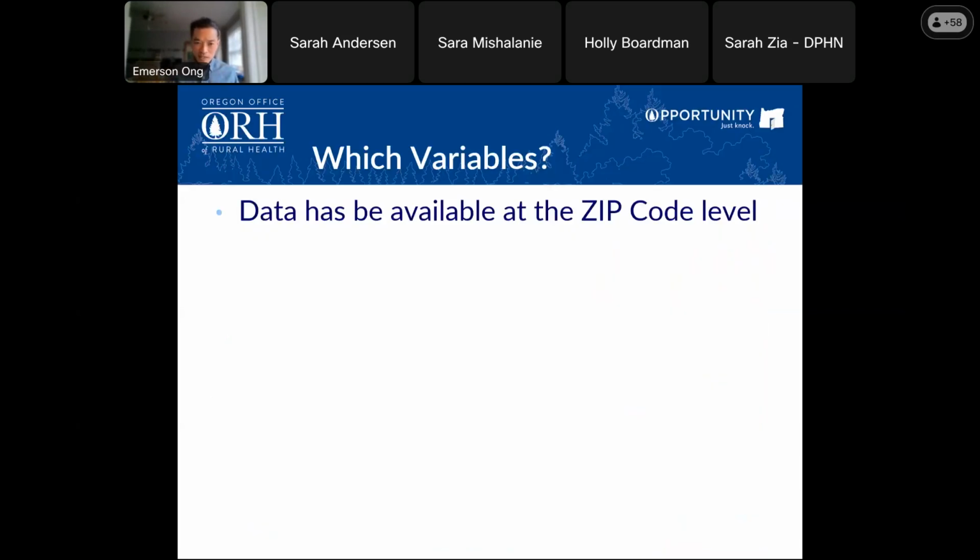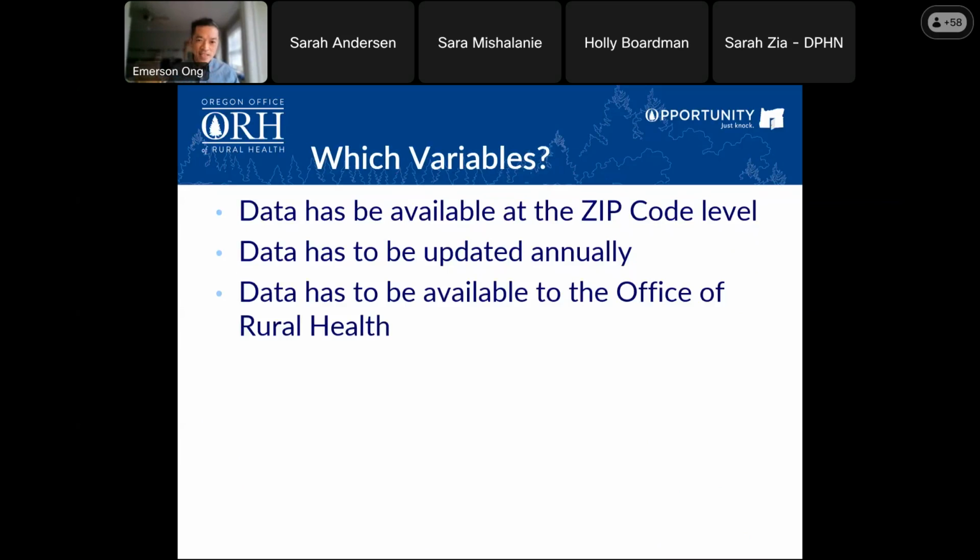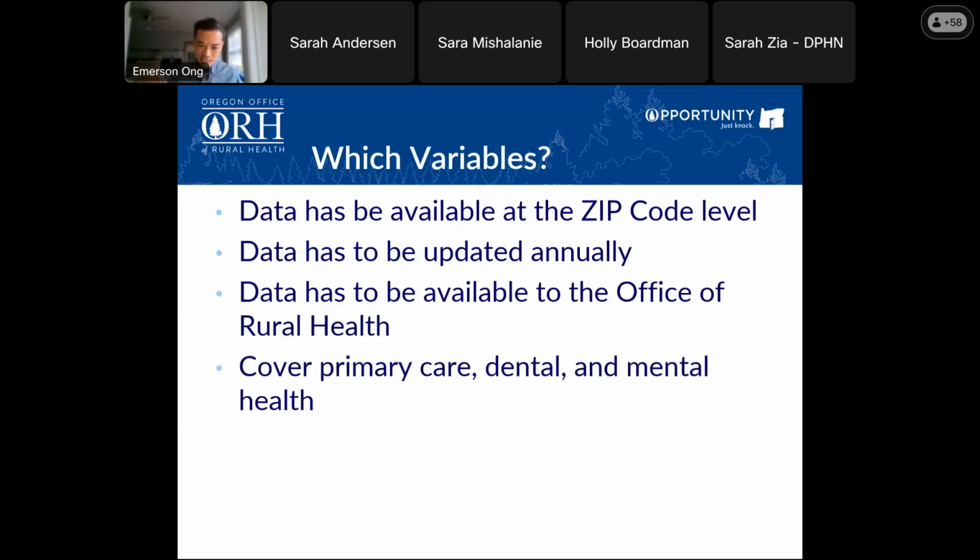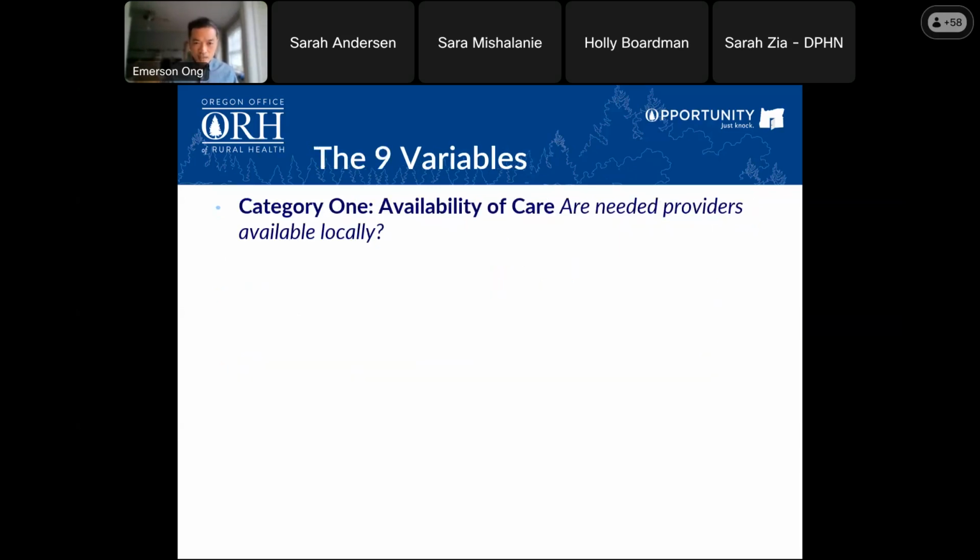So which variables did we end up with? Because we were using zip code as the basis for geography, the data had to be available at the zip code level also. The data had to be updated annually because we write the report every year. The data has to be available to us pretty easily and has to cover primary care, dental care, and mental health care.